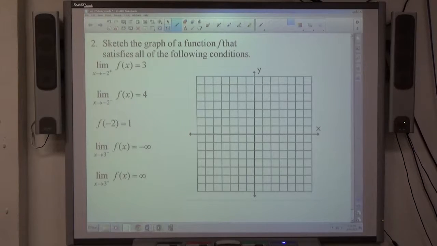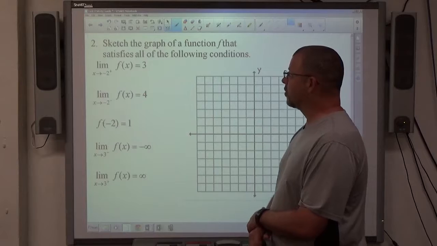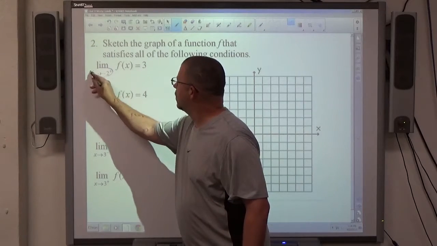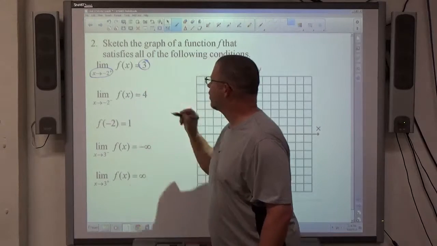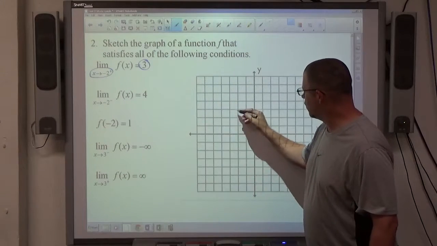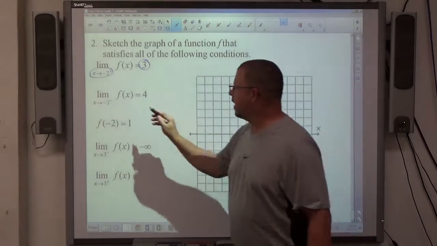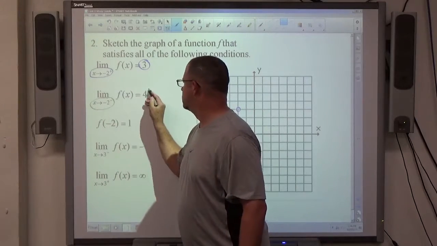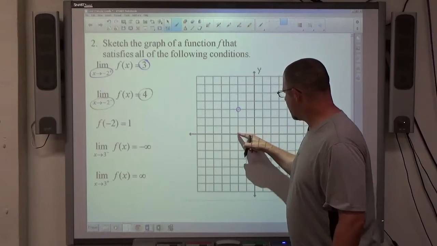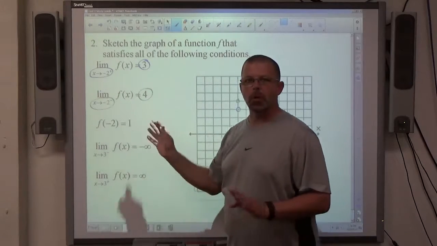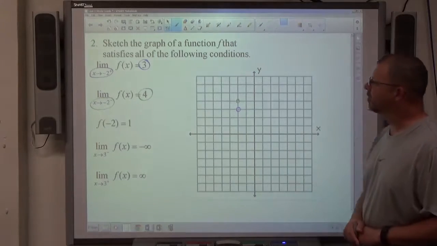Practice 2 or example 2, sketch the graph of a function f that satisfies all the following conditions. My advice on these was to put open circles for each limit. So at -2, I'm going to put a point at 3. So -2, 1, 2, 3, open circle. The next limit I'm looking at, -2, goes to 4. So -2, 1, 2, 3, 4. There is a from the right, from the left. We'll worry about that when we start actually drawing the picture.